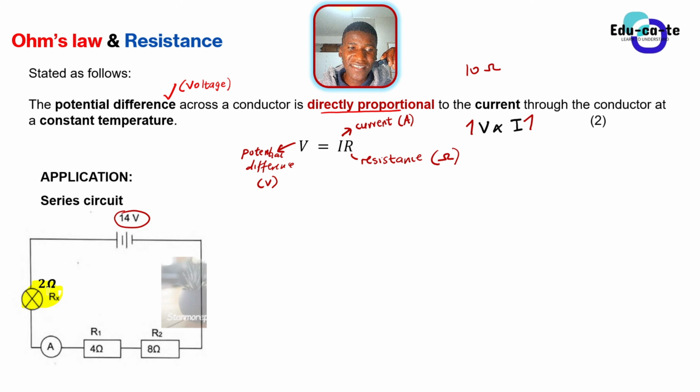So we've got a resistor here, labeled as Rx, it's 2 ohms, that's its resistance. Then you've got R1 here, which is 4 ohms. Then you've got R2 here, which is 8 ohms. Since this 14 volts will be divided across these 3 resistors, it simply means that the total voltage, which is this 14 volts, is equal to the sum of the voltage in Rx plus the voltage in R1 plus the voltage in R2.